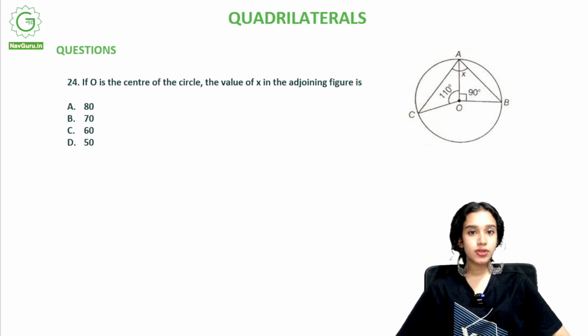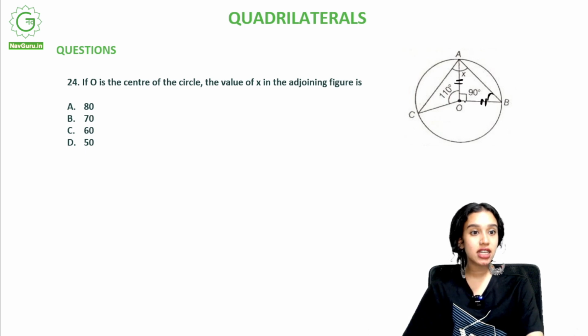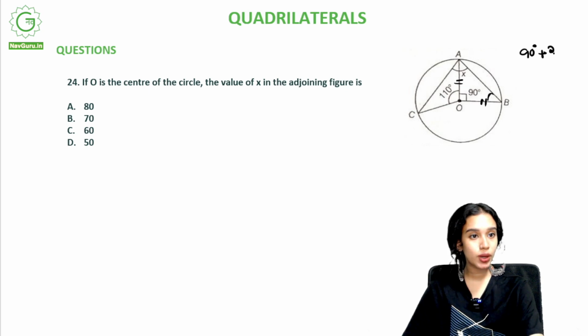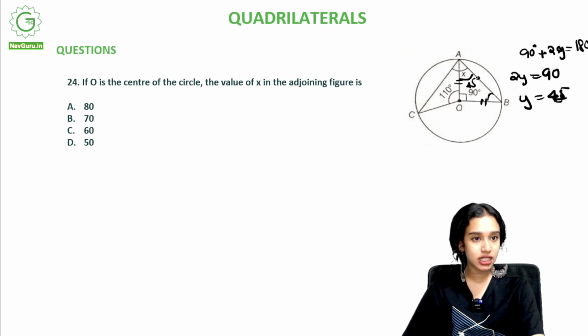If O is the center of the circle, the value of x in the adjoining figure is. So what is special about this figure or this triangle? This side and this side are equal. So this angle should be equal to this angle, right? And this angle is already given as 90 degrees. So this is 90 plus 2x, let's name it as y, is equal to 180. So 2y is equal to 90 and y becomes 90 by 2, which is 45. So this much angle is 45 degrees, right?